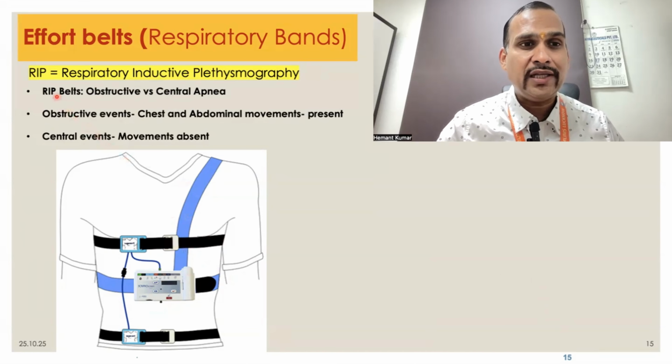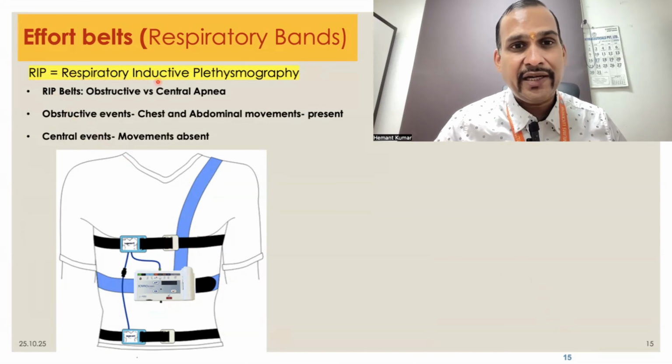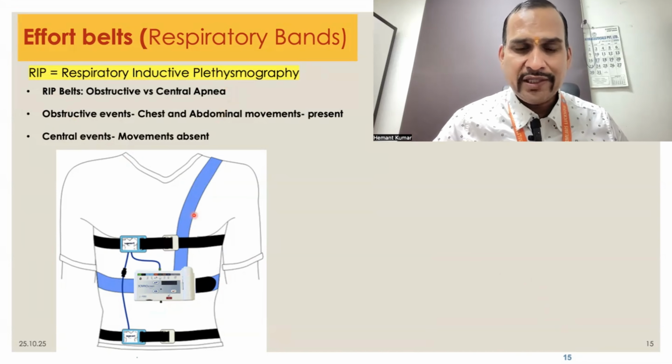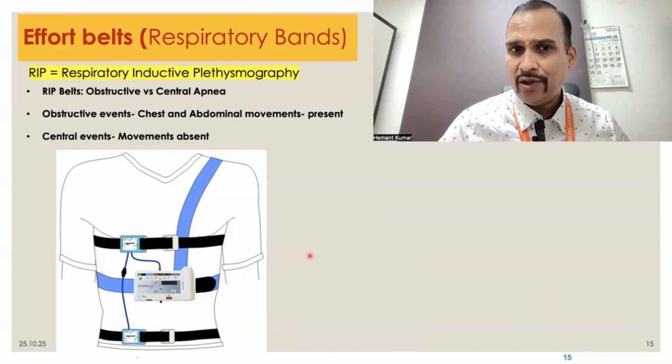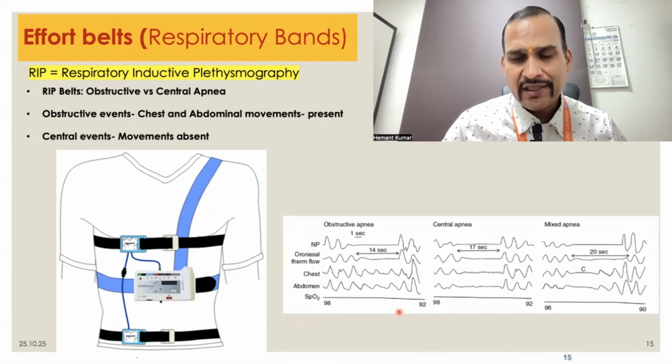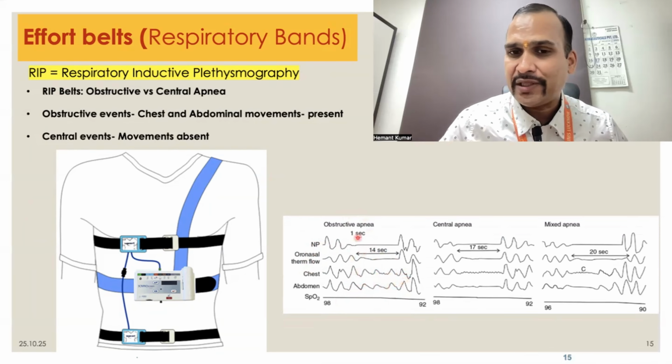It's also called RIP, not rest in peace. This is respiratory inductive plethysmography. It detects chest movement and abdominal movement to tell whether it is obstructive or central apnea. So in this diagram, you can see there is apnea by nasal pressure and oronasal thermistor. Along with apnea, there is presence of chest movement and abdomen movement. So this is obstructive apnea.